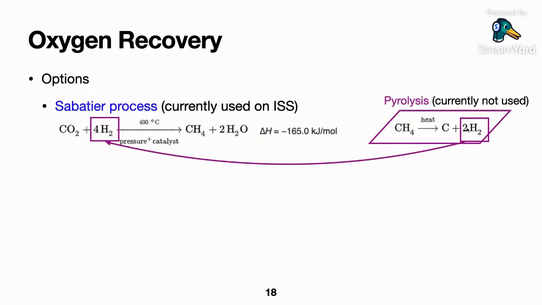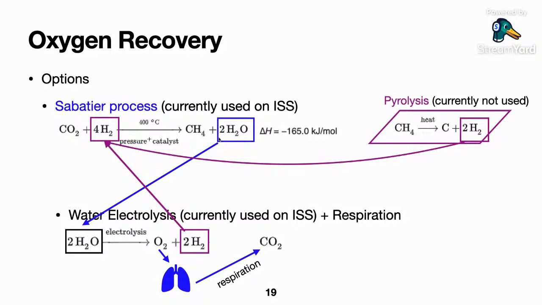And we could recover the hydrogen, which we could then recycle back into the process so as to reduce the load of hydrogen that we would need available to be able to use this. Now, we haven't produced oxygen yet. We're going to take the water now, and we're going to produce oxygen. So we use water electrolysis, that's currently used on the International Space Station. And the water then is broken down into oxygen that we could then breathe, and hydrogen gas, again, that we could recycle up to the Sabatier process. And then the astronaut crew would breathe and produce new carbon dioxide, and this would just continue.